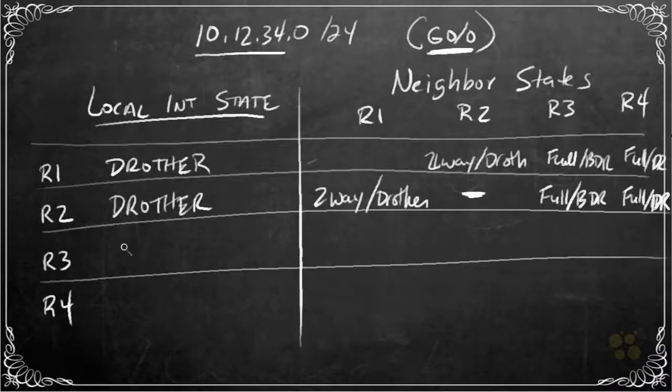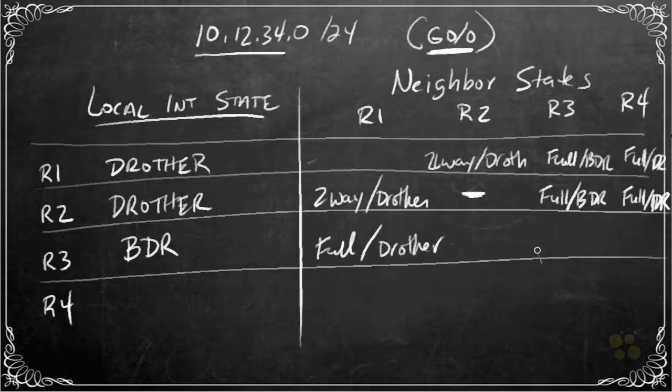So here on R3, the local interface is a BDR. Its relationship with R1 is Full, and R1 is a DROther. Its relationship with R2 is Full, and R2 is a DROther. We're on R3, so we don't need to worry about that relationship. And R3's relationship and adjacency with R4 is Full, and R4 is that DR. And we've got one more.